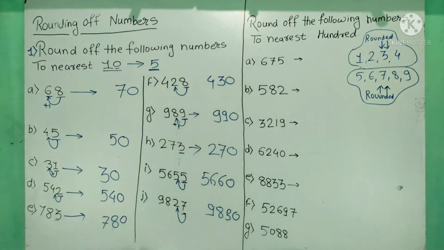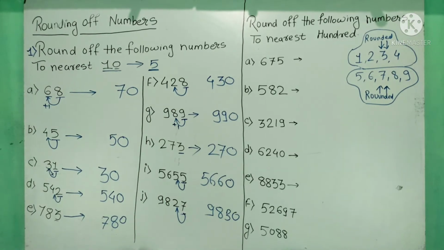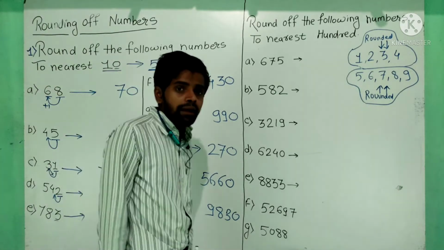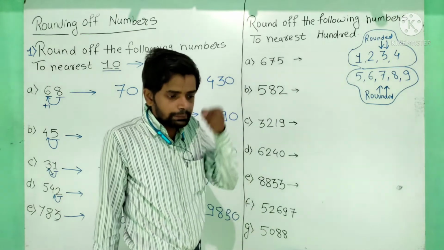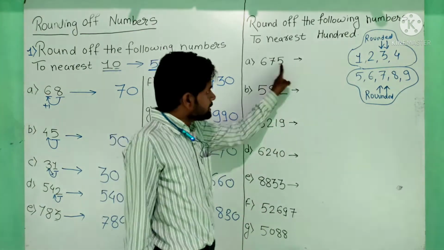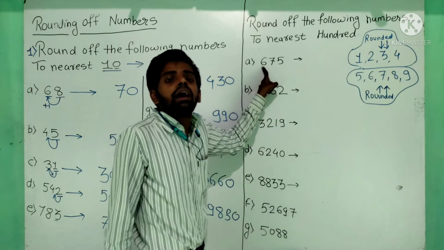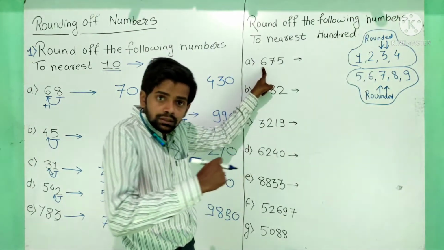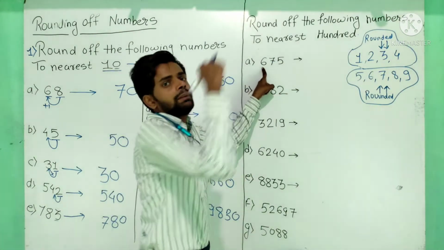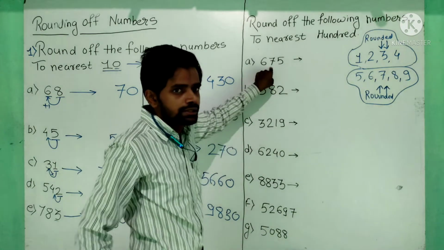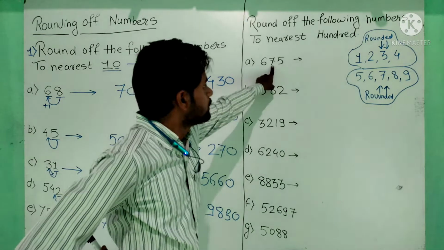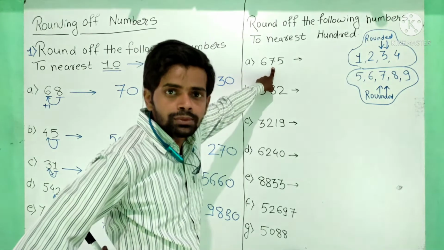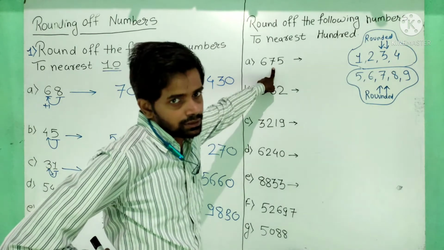Which is question number 2: round up the following numbers to the nearest 100. Yes, nearest 100. Now what will we do? We have to observe the digit before the 100th place. That means ones, tens, 100. We have to observe the digit before 100, that is the tens place. We have to observe the digit at the tens place.